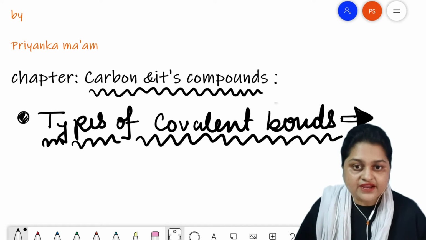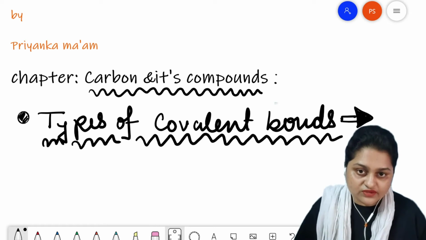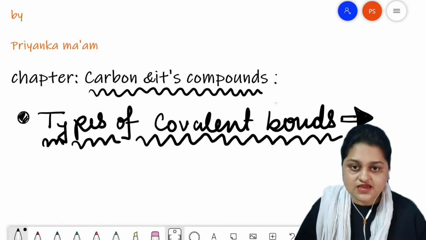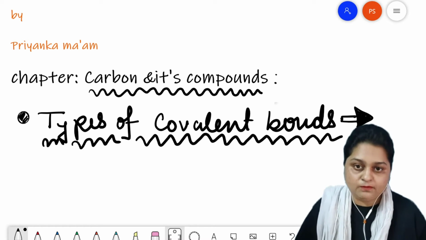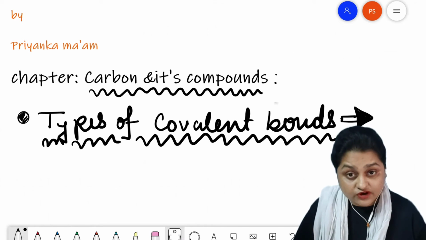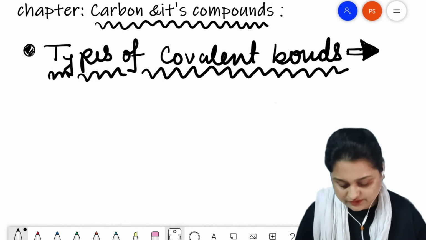The organic hydrocarbons are covalent in nature. Before going into that detailed study, let's see how many types of covalent bonds there are. The first one is the single bond.